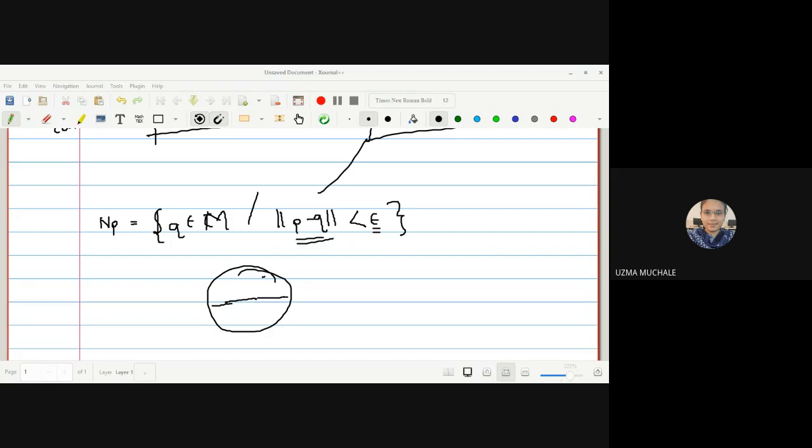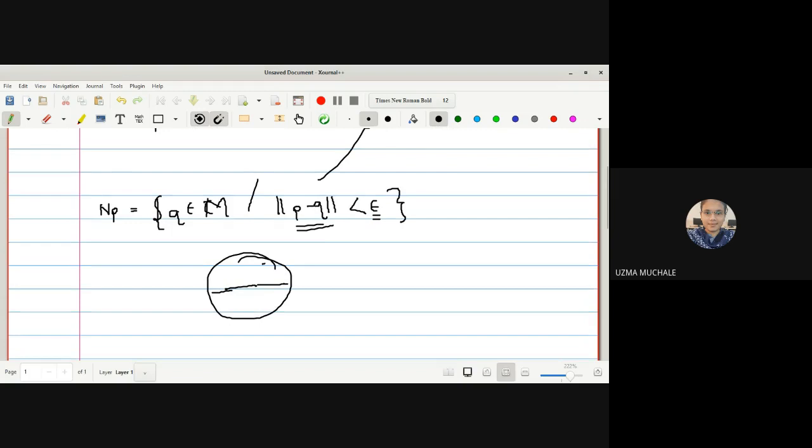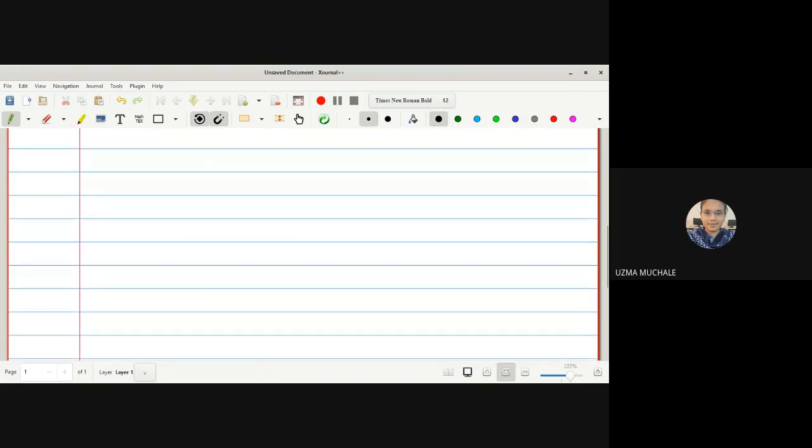Now, let us go for the example. The first example which we will see is: compute a proper patch in a unit sphere covering the neighborhood of the north pole. The unit sphere is denoted by this symbol sigma. Okay, north pole means what?